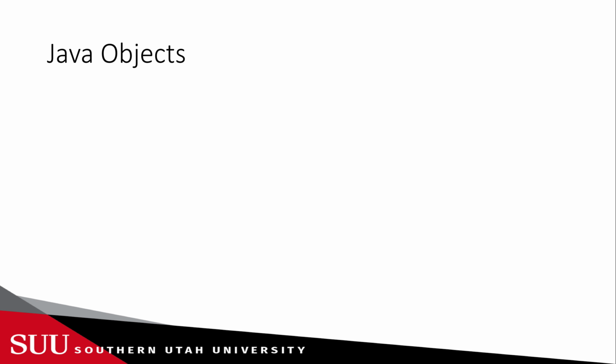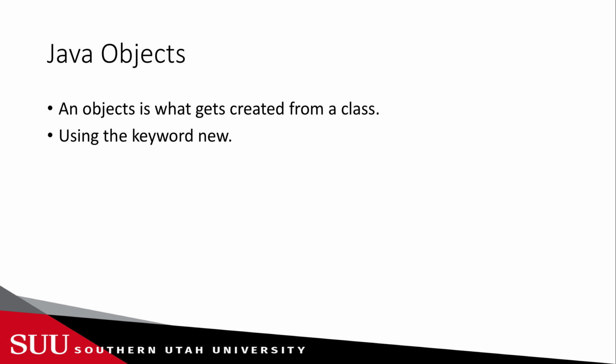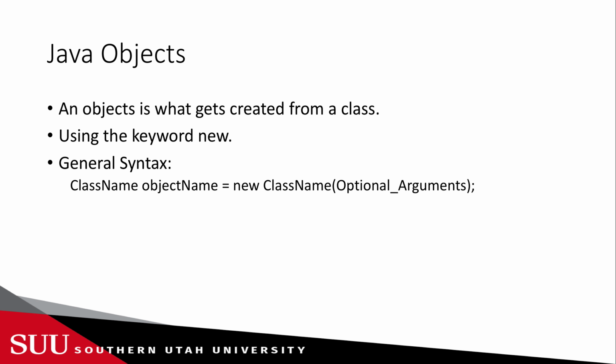To create objects, we have to know first what a Java object is. An object is whatever gets created from a class, and we use the keyword new to create an object. The general syntax is class name followed by object name, and that is equal to new class name, which is the same class name we use. And then we have parentheses. Sometimes we have arguments, sometimes we don't have arguments, depending on the class implementation itself.